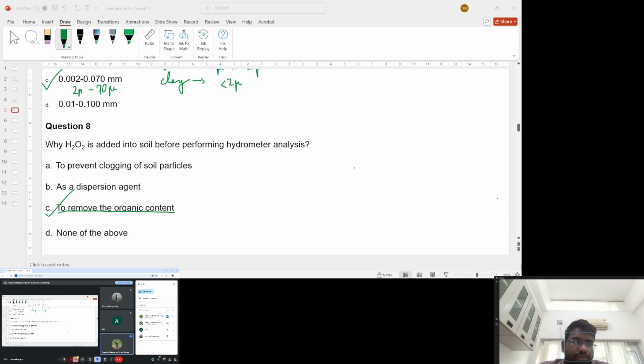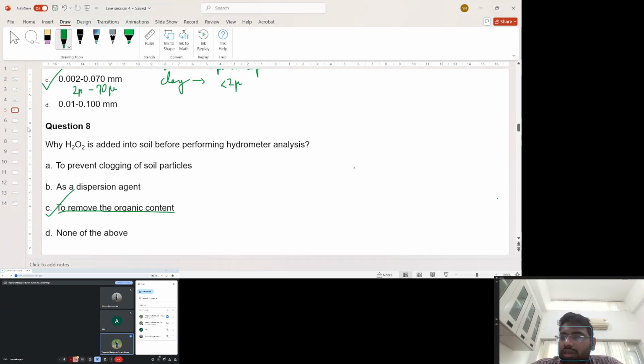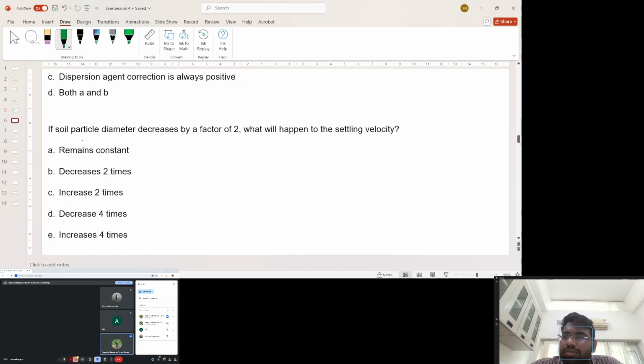Any doubt? So the right option is to remove the organic matter, the organic content in the soil. So coming to the next question.